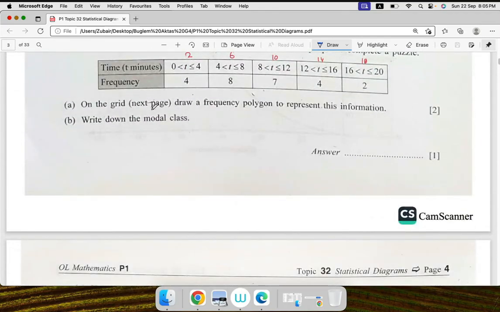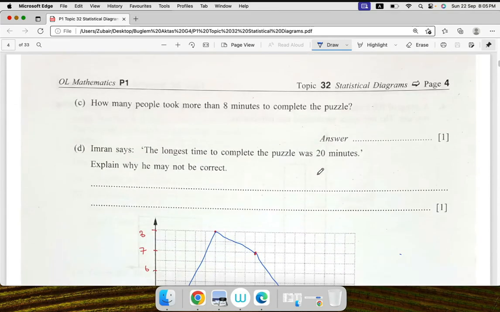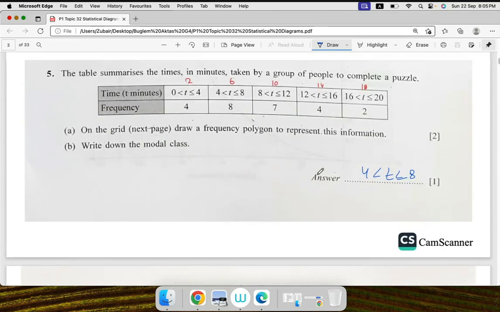Write down the modal class. Which one is the modal class? 4 to 8. 4 to 8. Correct. 4 less than t is less than or equal to 8. How many people took more than 8 minutes to complete the puzzle?